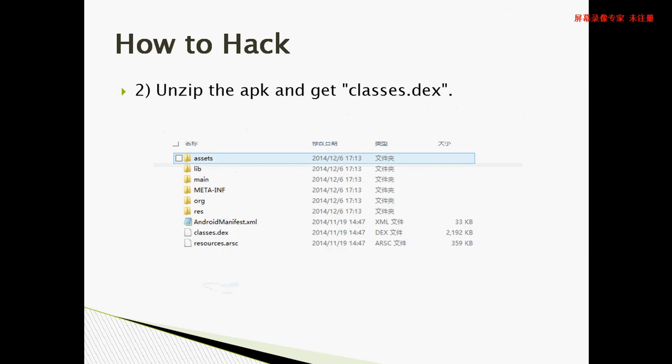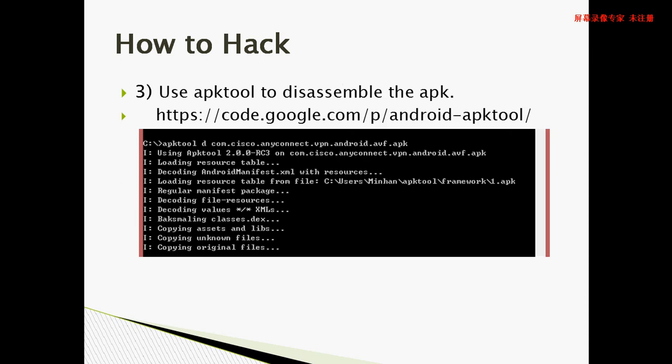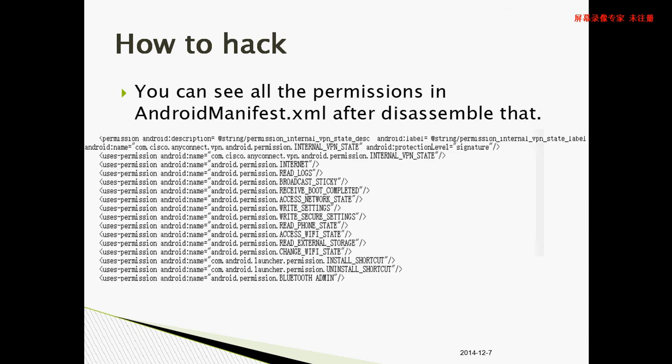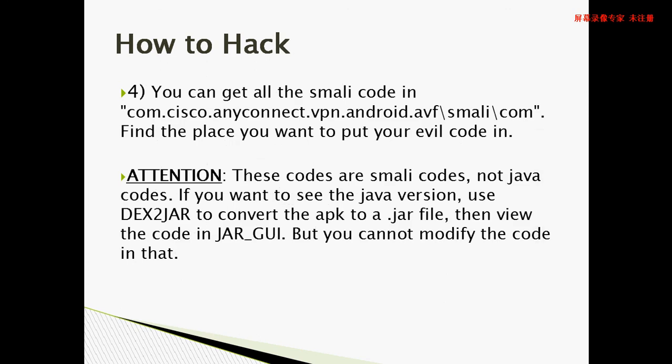As soon as we get the APK, we unzip the APK to get the classes.dex file. The classes.dex file is then disassembled using the APK tools. So as you can see here, the AndroidManifest.xml file gives the details of all the permissions that we have for the Cisco AnyConnect application.